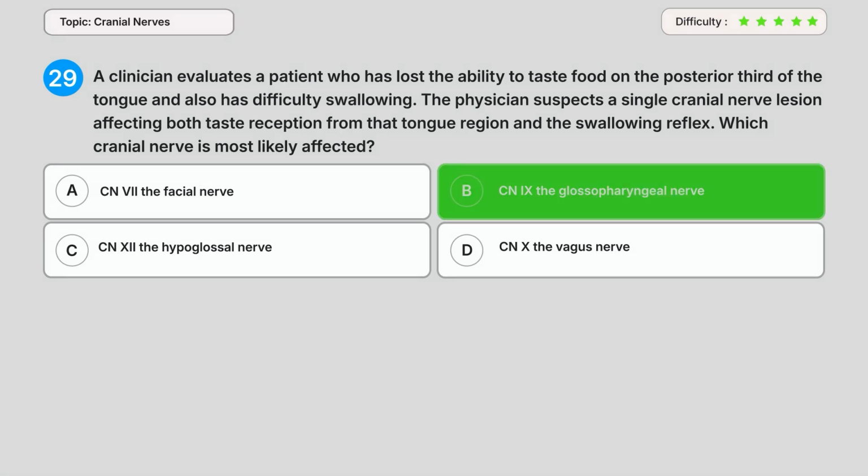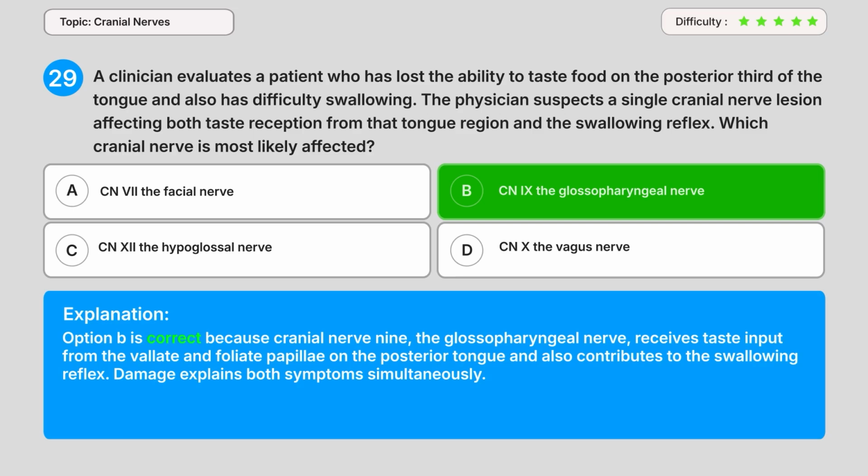Correct answer, B. CN9, the glossopharyngeal nerve. Explanation. Option B is correct because cranial nerve 9, the glossopharyngeal nerve, receives taste input from the vallate and foliate papillae on the posterior tongue and also contributes to the swallowing reflex. Damage explains both symptoms simultaneously.